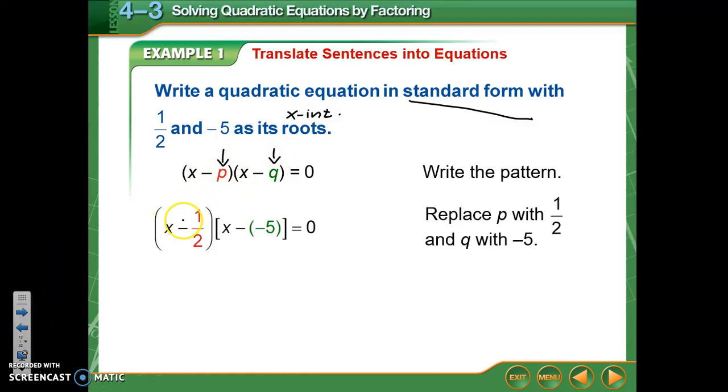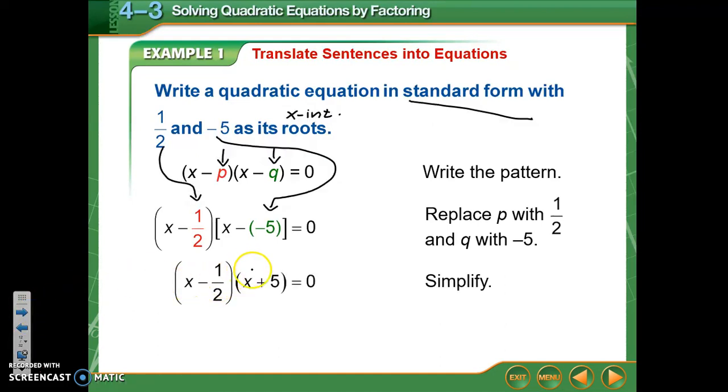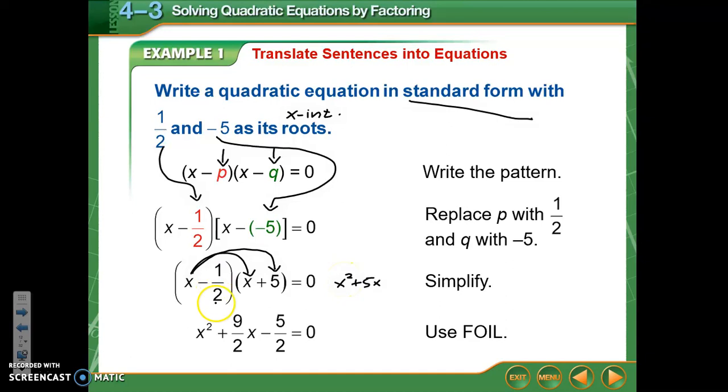So I'm going to say, okay, x minus 1/2, right? So my first root goes there. And then x minus negative 5. And my negative 5, my other root, goes there. Then I'm going to simplify a little. x minus 1/2 times x plus 5, because it's x minus negative 5. And then we're going to FOIL. So I do x times x, which is x squared, x times 5, which is 5x. I'm going to write this over here so you can see all of the terms. Then negative 1/2 times x is negative 1/2 x. And negative 1/2 times 5 is negative 5/2.